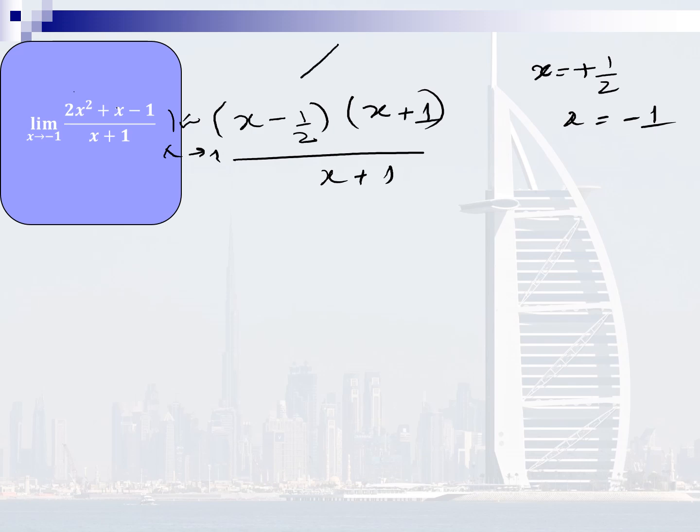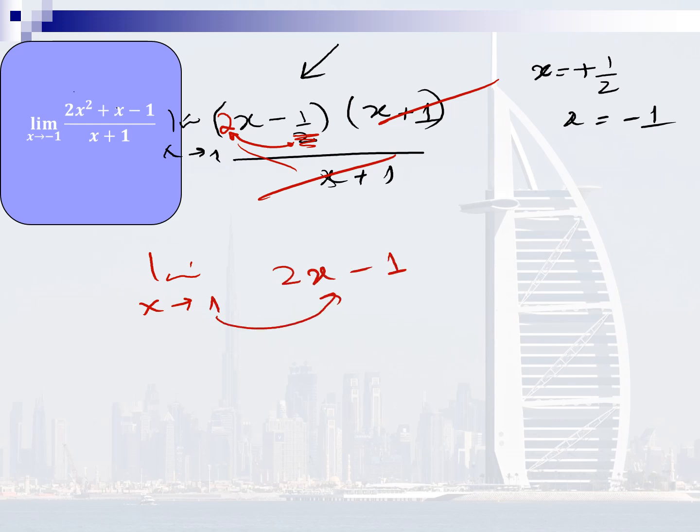But remember that normally we never ever write the factors in the form of a fraction. So how do we write this 2? We bring it here. So it becomes 2x minus 1. So this x plus 1 and this x plus 1 cancel out. You will be left with limit x approaches 1, 2x minus 1. Apply the limit. So 2 times 1 minus 1, answer is 1.